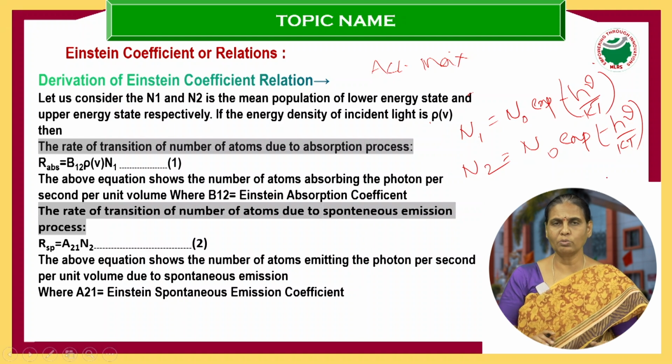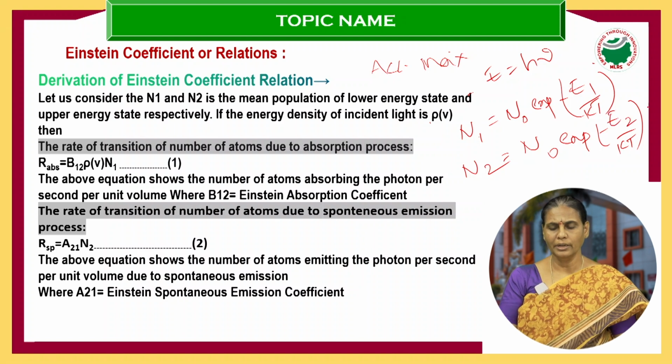Okay, this is one way of writing the equation, or you can write it as E, as you know, E is equal to h nu. You can write it as E1 by kt minus, again, this also you can write as E2 by kt. Now in the previous equation you are having the ratio of populations. Now let us write the ratio of populations here itself.